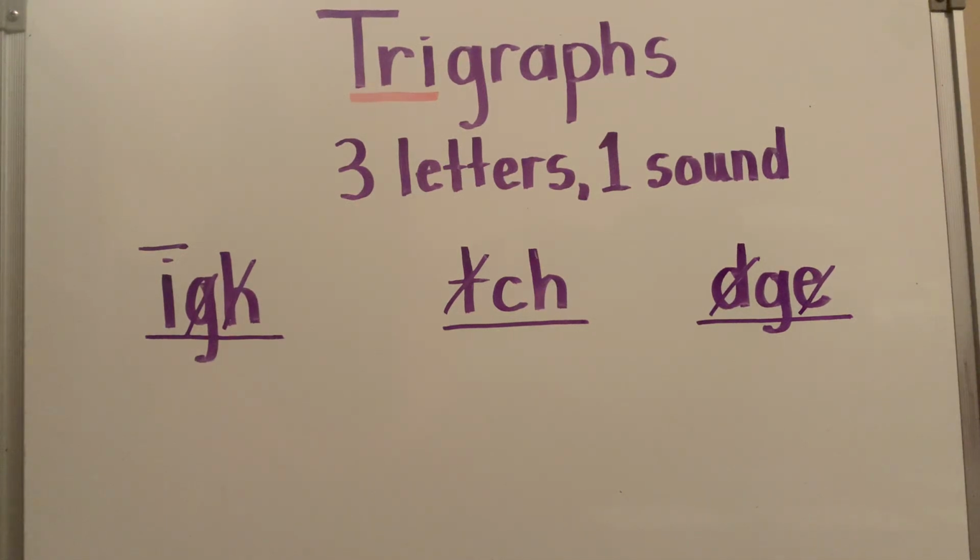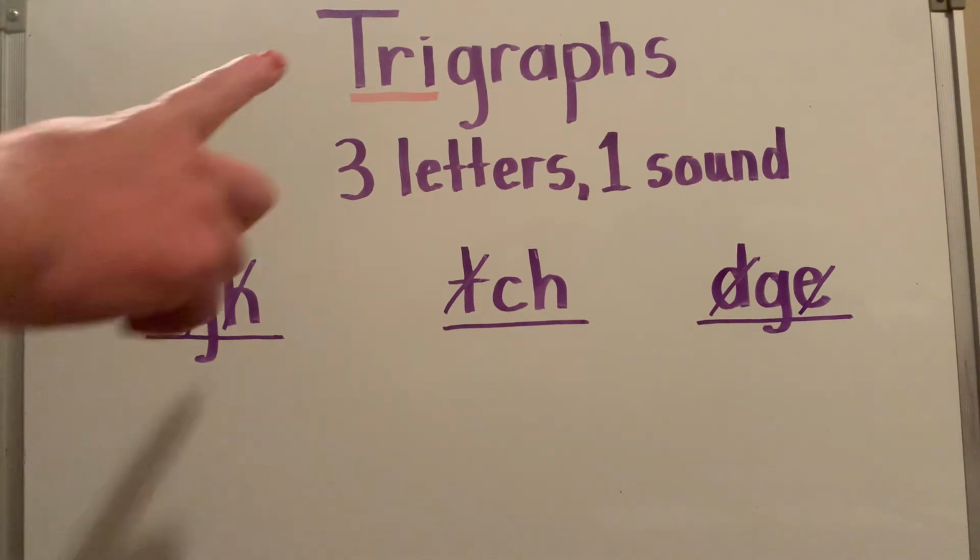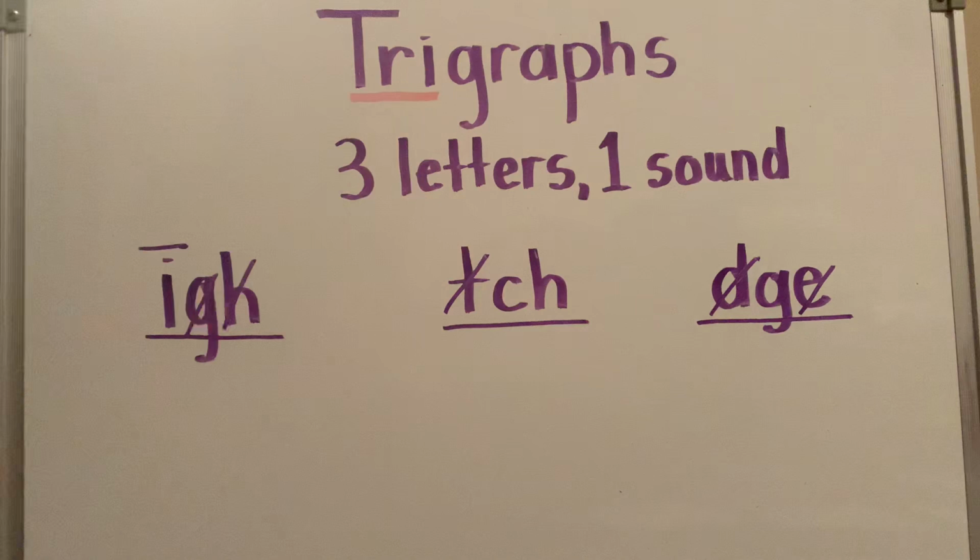Hey friends, this week we are going to be reviewing trigraphs. Remember, trigraphs are patterns that have 3 letters that come together to make one sound. We know that this part of the word, tri, means 3, just like a triangle has 3 sides. On digraph, that di part of the word means 2, but trigraph means 3. So 3 letters that come together to make one sound.